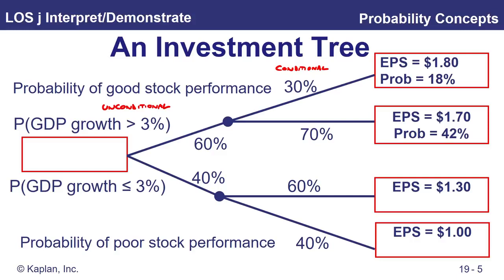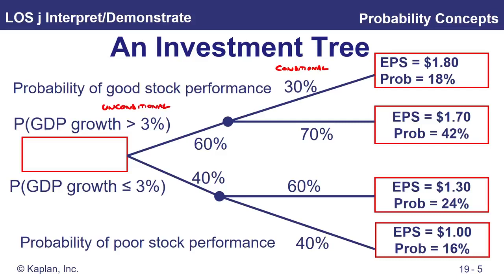Okay, so now let's turn our attention to the unconditional event of GDP growth less than or equal to 3%. 40% chance of that occurring. Now we're told if GDP growth is less than or equal to 3%, there is a 60% chance of an EPS of 130. So the probability of GDP growth being less than or equal to 3% and an EPS of 130, 40 times 60, and that gives us our probability of 24%. Final one, we're looking at EPS being $1 given that GDP growth is less than 3%, so 40 times 40, and that's going to be 16%.